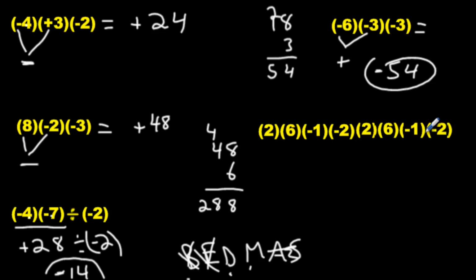I'm ignoring the signs. Times 2, I'm going to have to double this. That makes 576. But is it positive or negative?